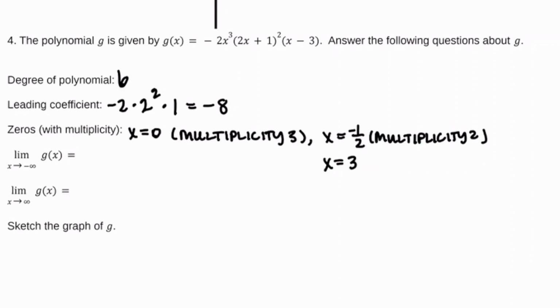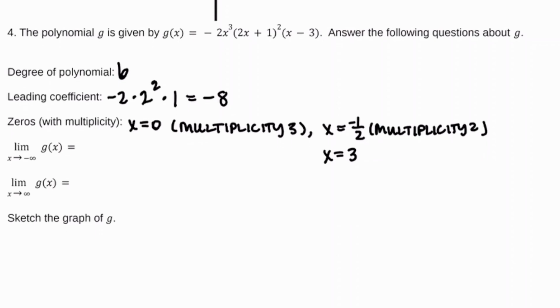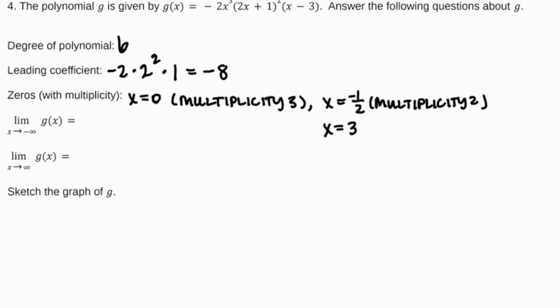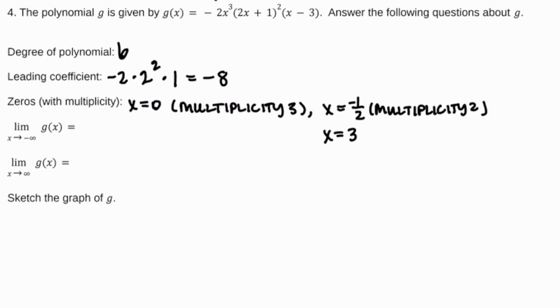All right, as x approaches negative infinity, I need to think about the end behavior of this function. It's a 6th degree polynomial, an even degree with a negative leading coefficient, so it looks like y equals negative x squared. From both sides, y is going down, approaching negative infinity.